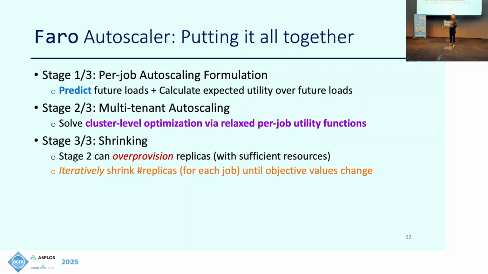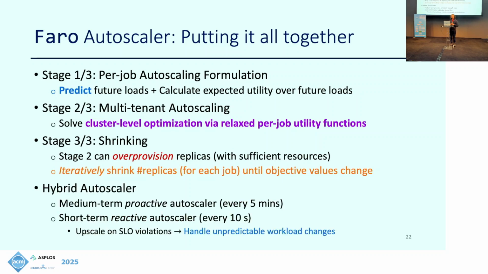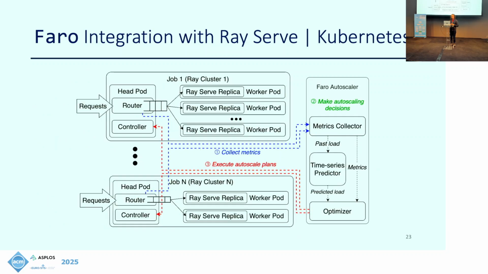Of course, some of this might be slightly heavier weight than we intended it to be, so you don't want to be running this every 10 seconds. We run this at a medium-term scale, every 5 minutes to an hour setting. This is the proactive Faro autoscaler. We also run a short-term autoscaler that runs every 10 seconds that only additively increases and decreases replicas whenever SLOs get violated and satisfied per job. Okay? So both of those work in tandem with each other. Faro is integrated with Ray Serve and runs over Kubernetes.